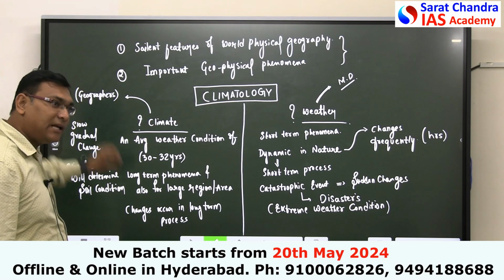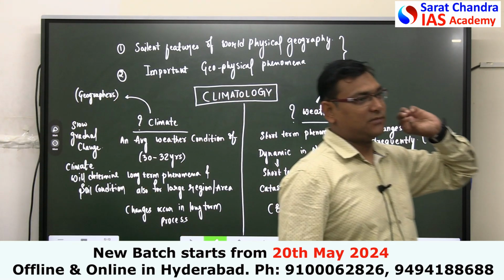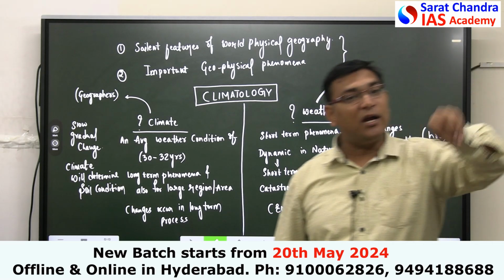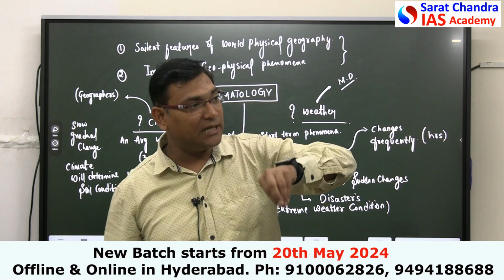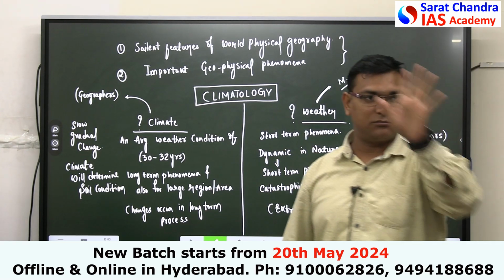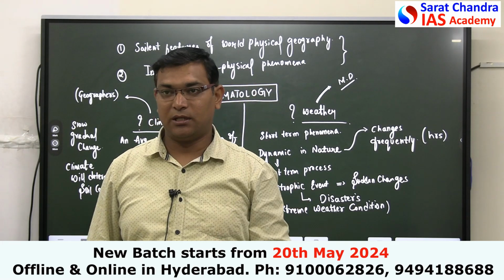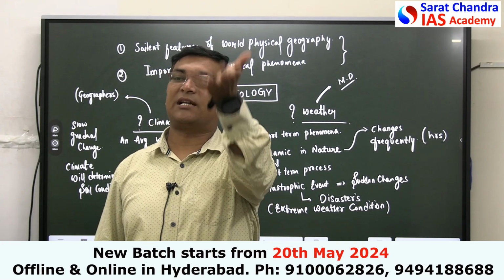Because they will tell what kind of pattern of human settlements will be occurring. They will tell what kind of soils will be formed. They will tell what kind of vegetations will be formed based on the climatic conditions. Yes or no? Climatic conditions will determine my vegetation also, like what kind of trees have to be grown.